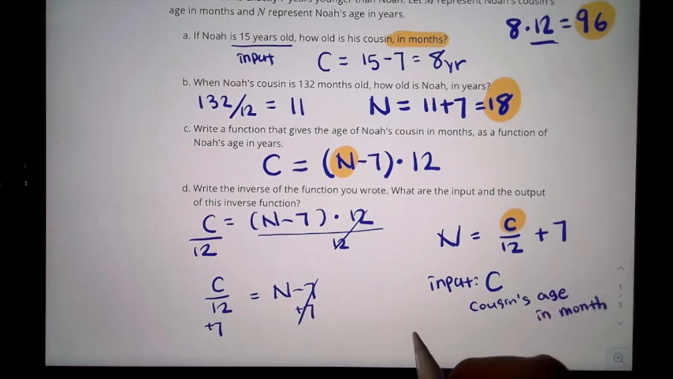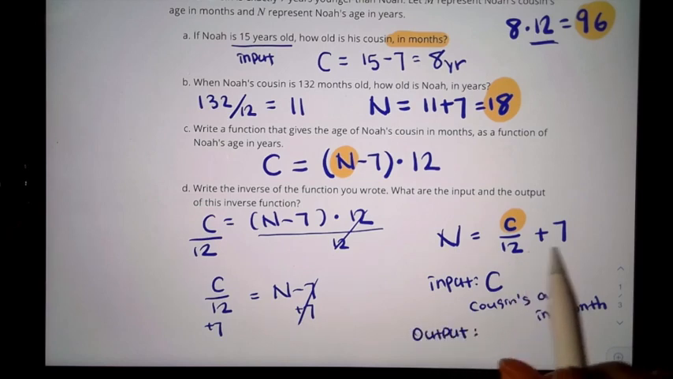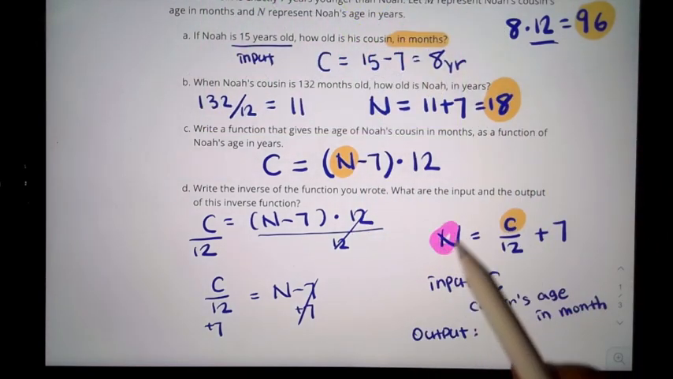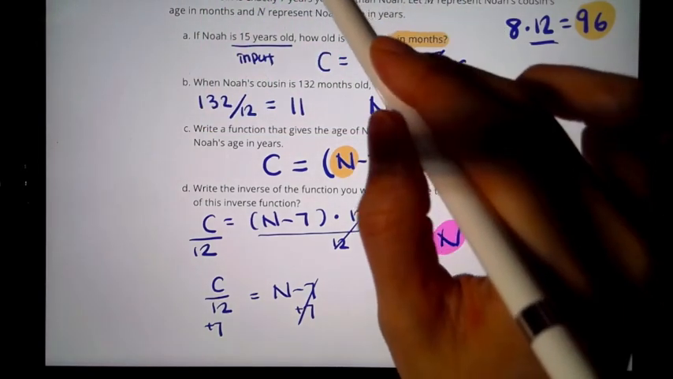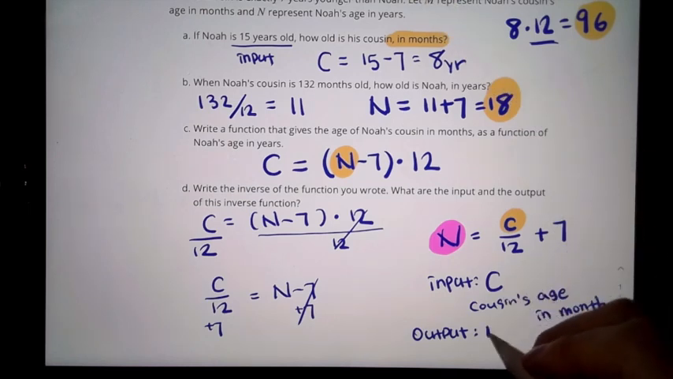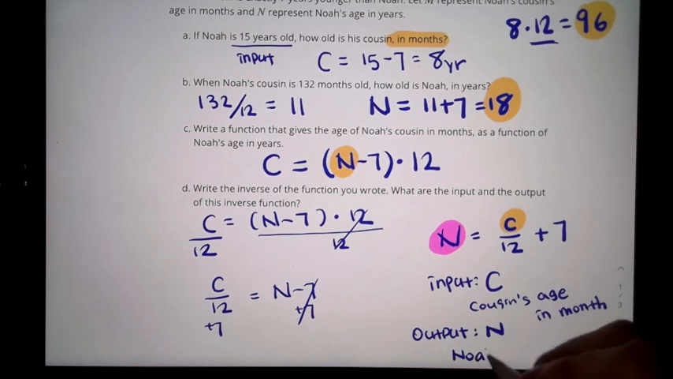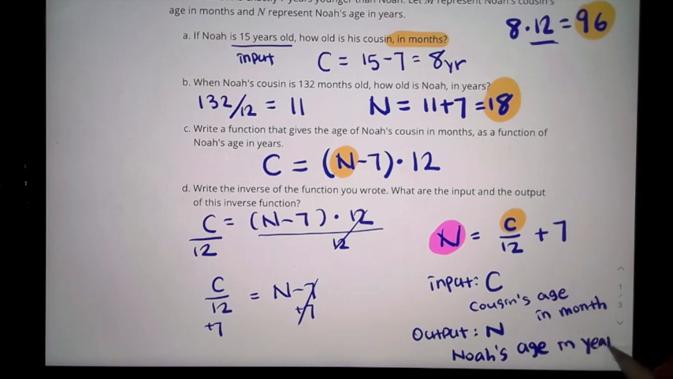And my output, what is my output? My output is N, right? Noah's age, that's my output. So we can say Noah's age in years. Okay.